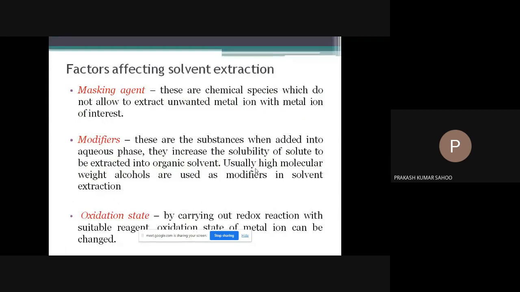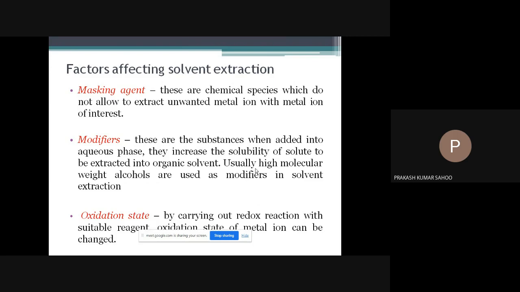So, factors affecting solvent extraction. The first one is the masking agent. These are chemical species which do not allow the extraction of unwanted metal ions along with the metal ion of interest. That means these chemical species mask or entrap the species which are not wanted, that is the unwanted metal ions.